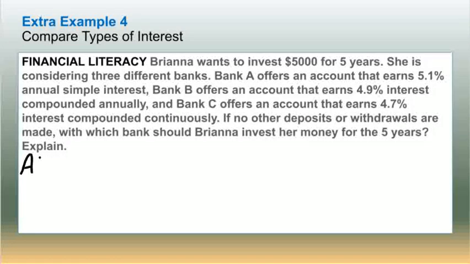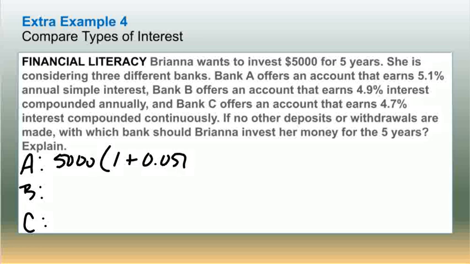So we have Bank A, we have Bank B, and we have Bank C. Bank A is simple interest, so this would be 5,000 times 1 plus 0.051 times 5.